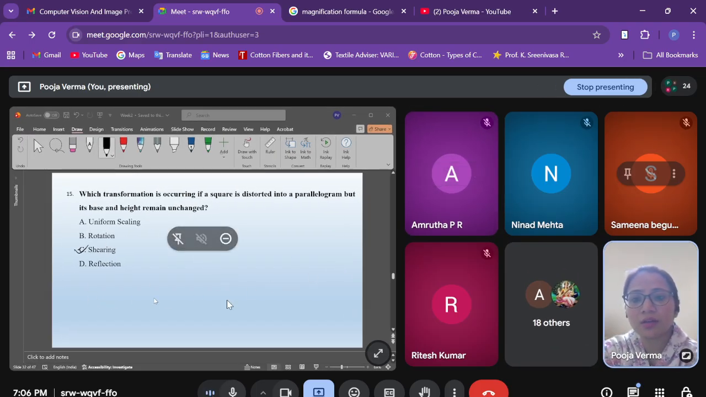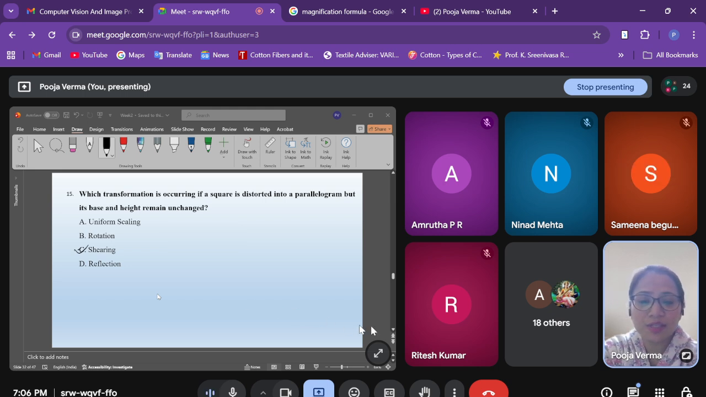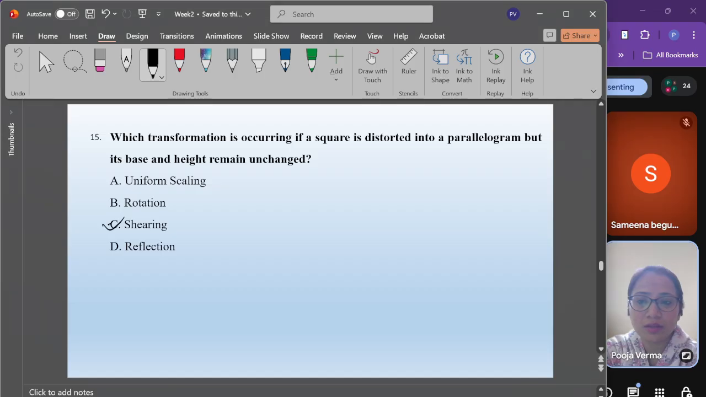Okay, so shearing transformation is occurring if the square is distorted into a parallelogram but its base and height remain unchanged. So option C is the correct answer for this question. Okay.